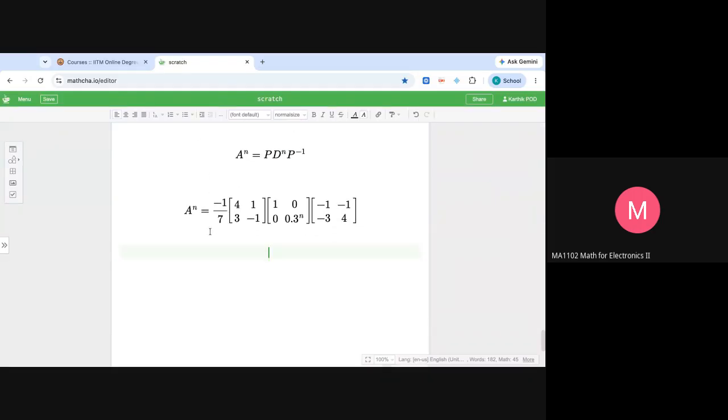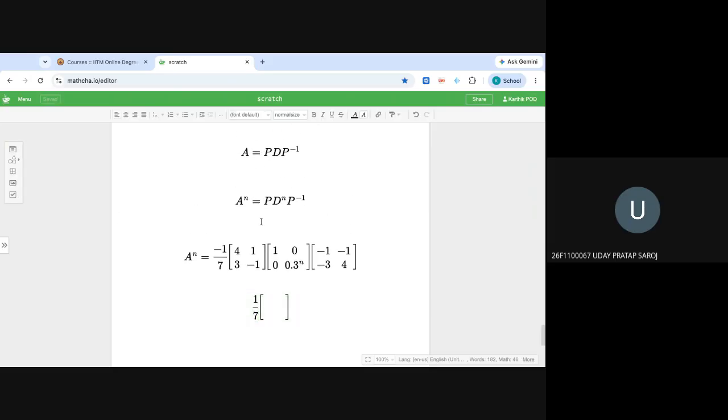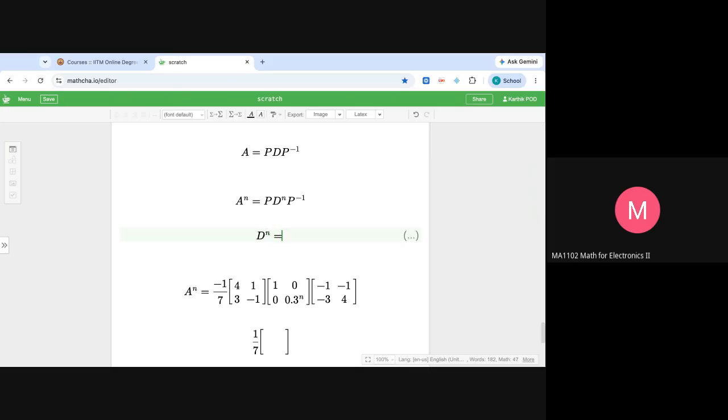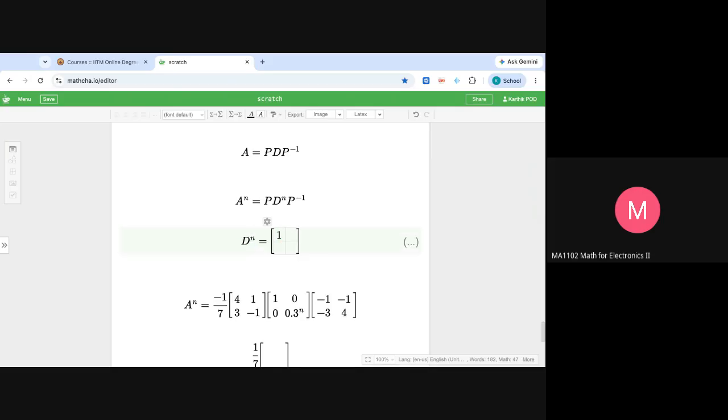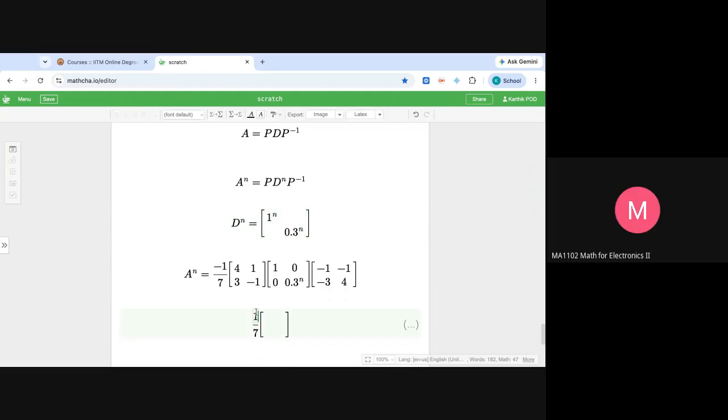So let's do that. It's a bit tiresome, but we'll do it anyway. Can you once review how we did this D to the power n? D power n is nothing but each diagonal entry to the power n, because the rest are zero. Yes, that's all there is to that part.